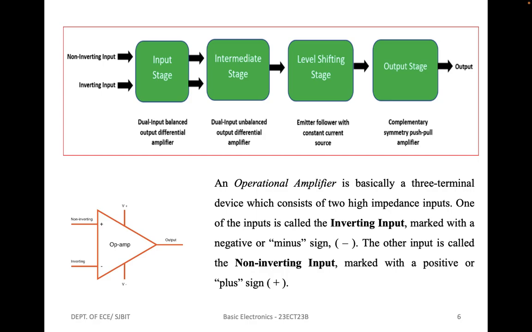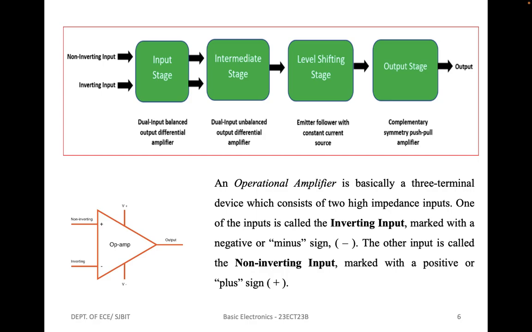The output of the intermediate stage is again fed to the level shifting stage. At this stage it acts as an emitter follower with a constant current source, so there should not be any variation in the current. Then that is fed to the output stage, the complementary symmetric push pull amplifier, and then we get the output.